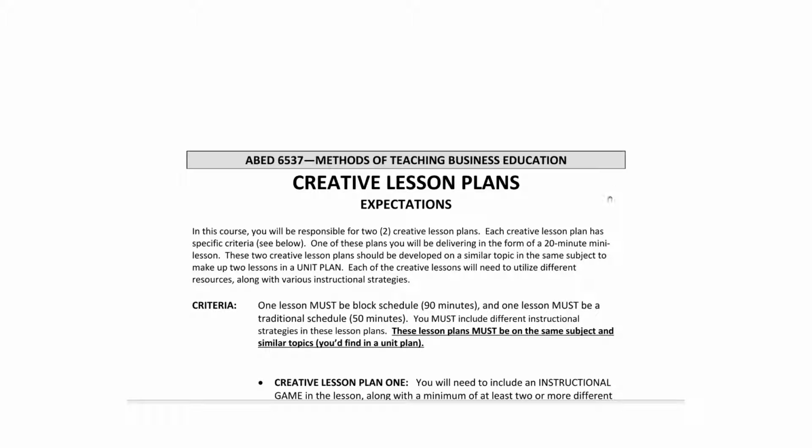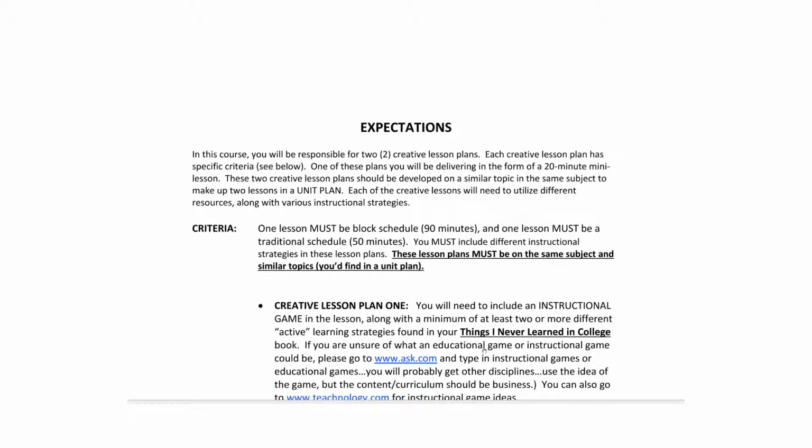So what you're going to need to do is determine whether you're going to have a 90 block schedule or a traditional schedule of 50 minutes. Two of your lesson plans will be 90 minutes and two of your lesson plans will be 50 minutes, just so that you can have the difference of planning for two different settings, whether it be on a block schedule or a traditional schedule. Now remember, if you are doing a 50-minute lesson, you're not restricted just to 50 minutes.